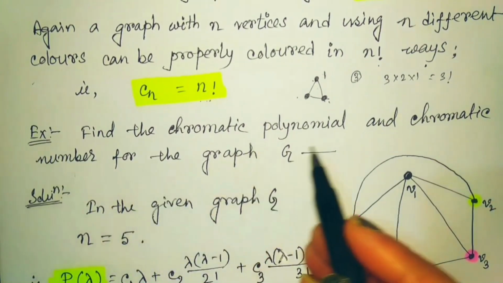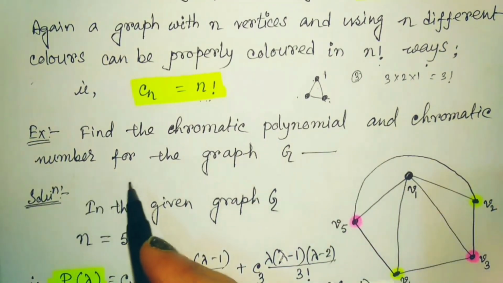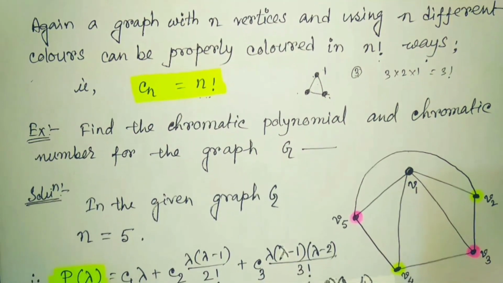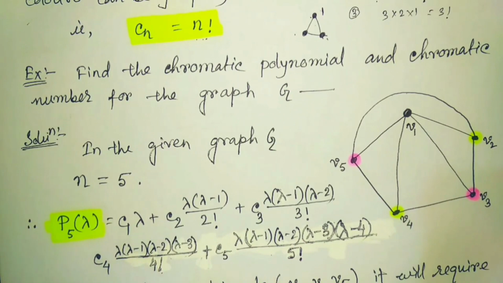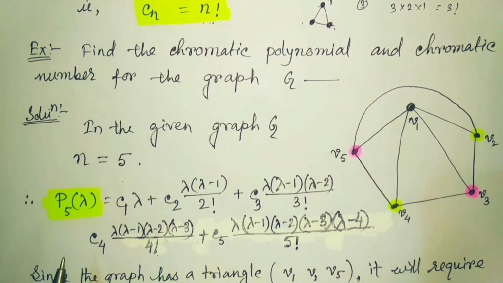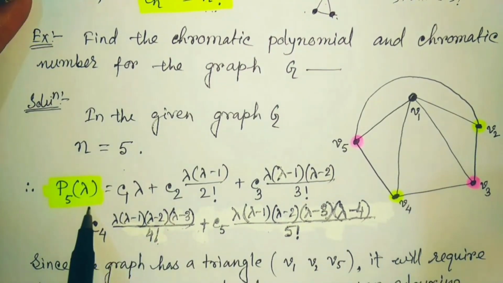So find the chromatic polynomial and the chromatic number for the given graph G. So if this one is the graph, then how to find out the chromatic polynomial? So in this graph, there are a total of 5 vertices given. So n is equal to 5. So what to do here? The P5 lambda we should find out.